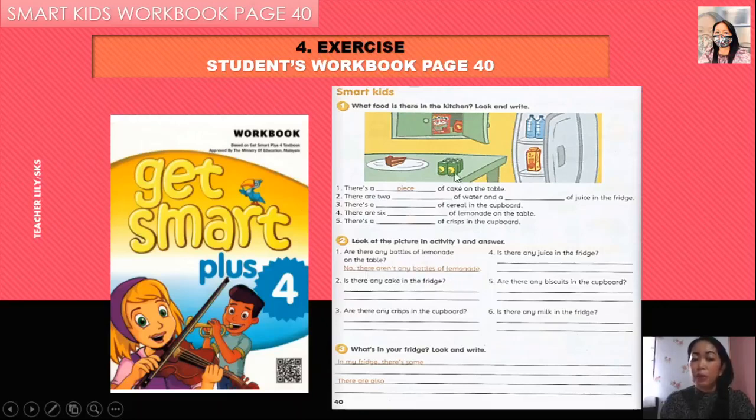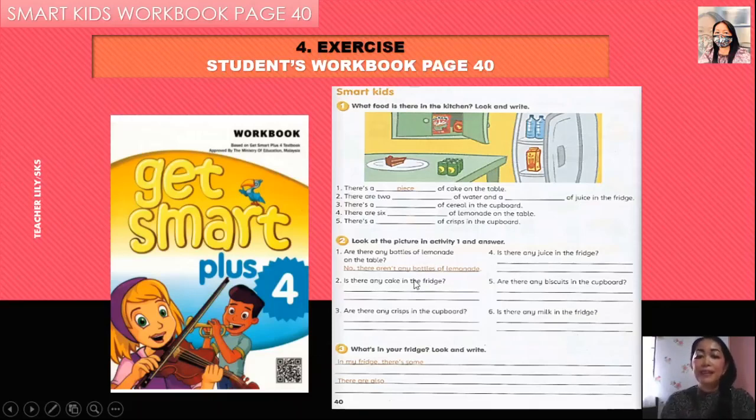Why do you think the answer is no? Because this is not a bottle of lemonade. This is a can of lemonade. Cans of lemonade. 6 cans of lemonade. So that's why the answer is wrong. Not bottle but can. Okay, you have to read the question carefully because it may trick you a bit.